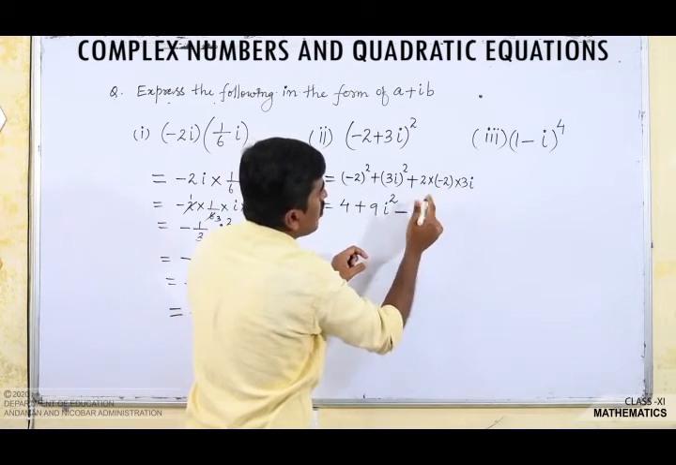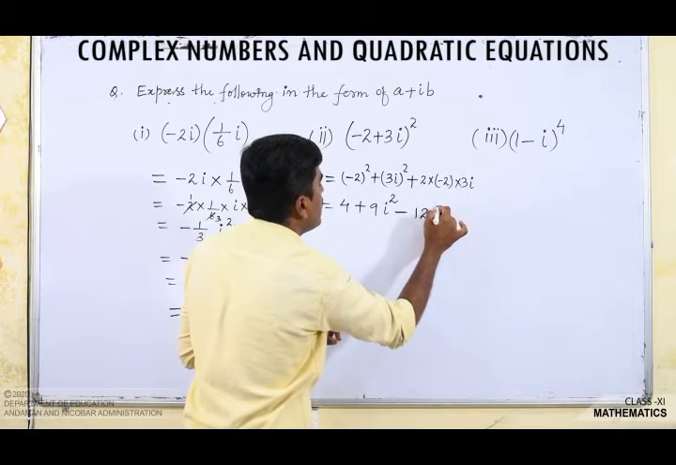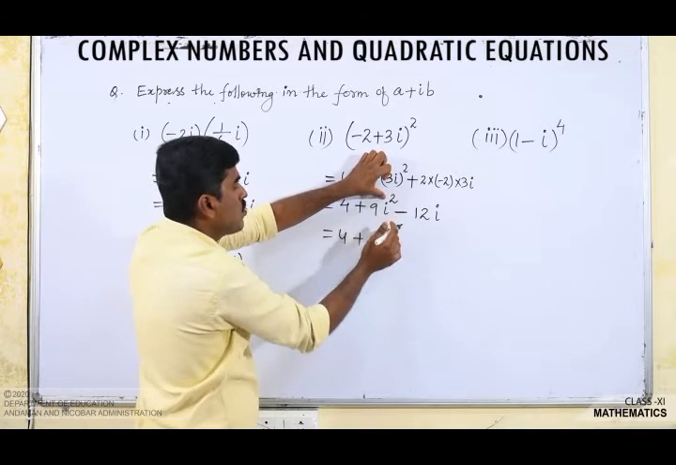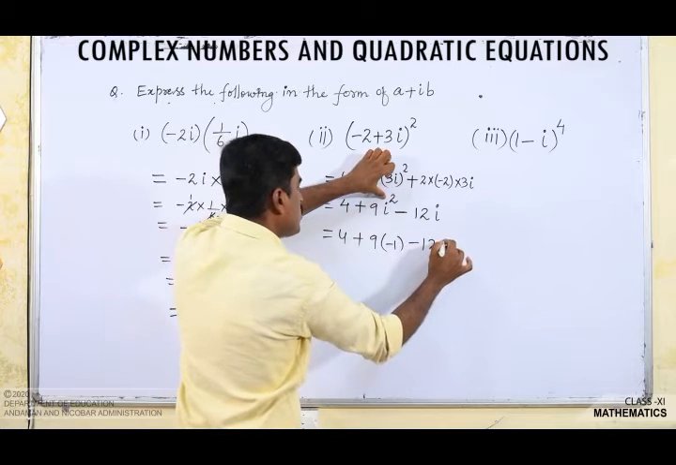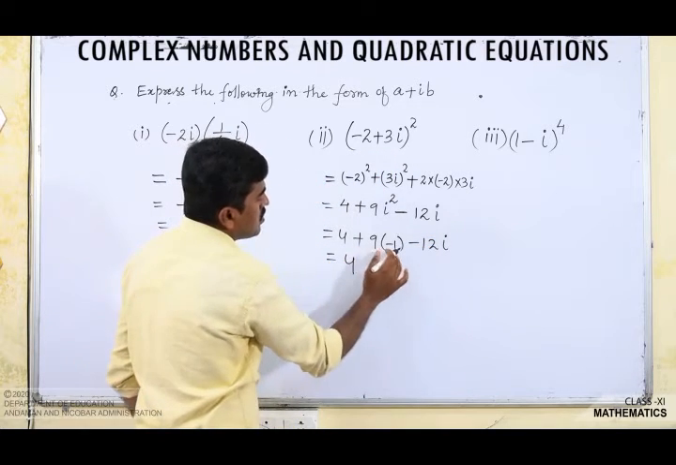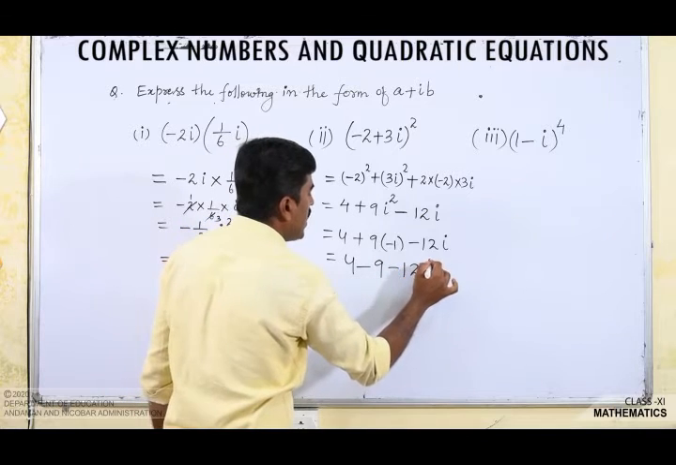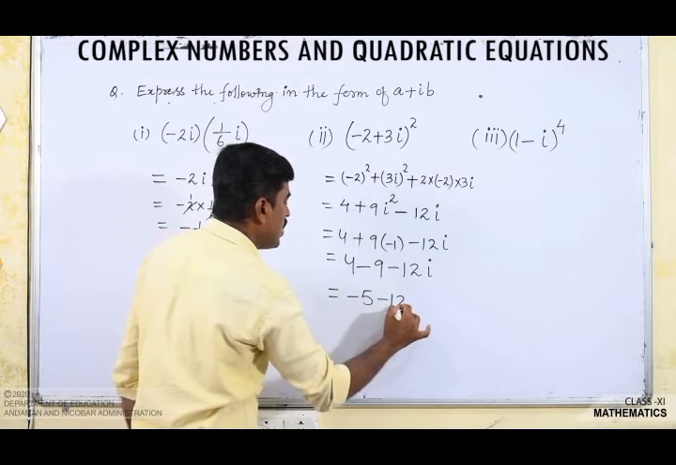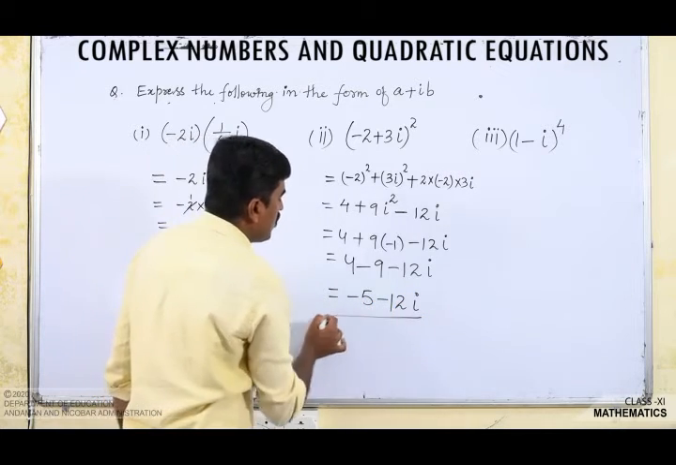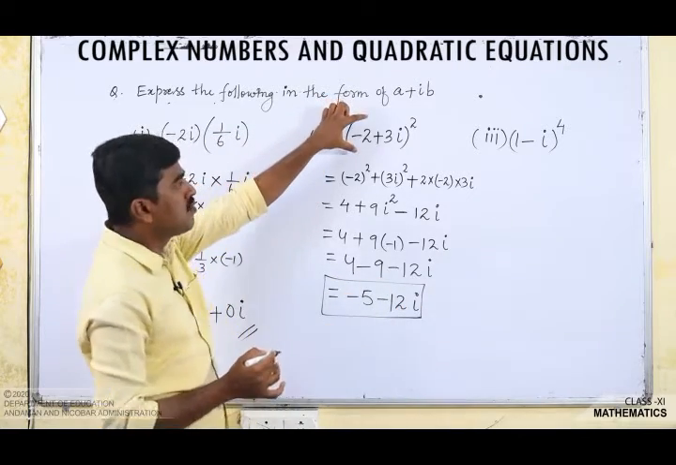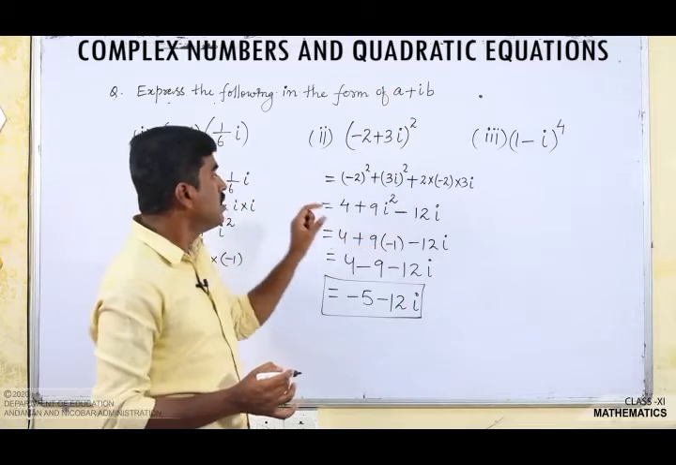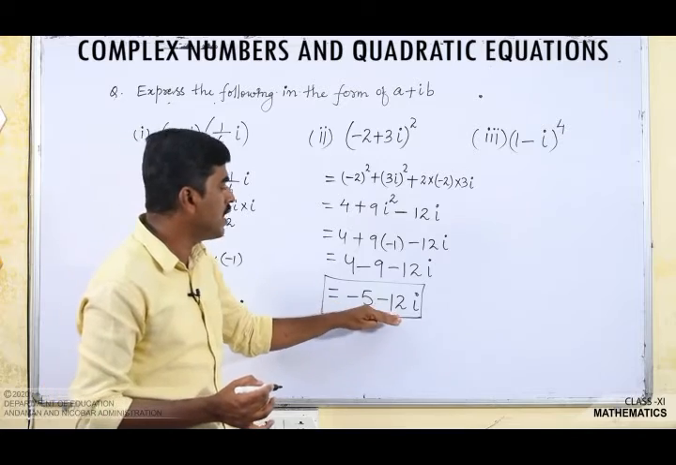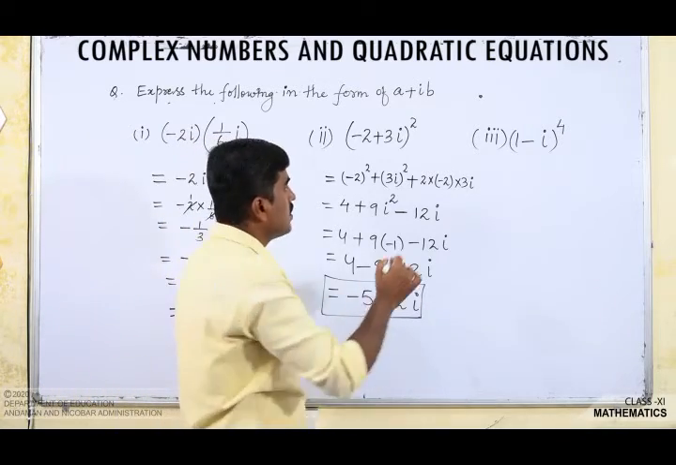Here it is minus, 2 twos are 4, 3 fours are 12i. Now this 4 plus 9 into i², and i² is equal to −1. So it is −12i. Now it will be 4 − 9 − 12i. Now it is 4 − 9, so we can write −5 − 12i. So this is the standard form of the given complex number (−2 + 3i) whole square. That means this complex number in the standard form is −5 − 12i. Okay, clear?